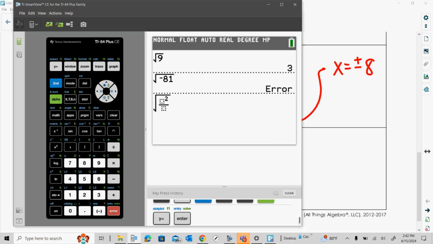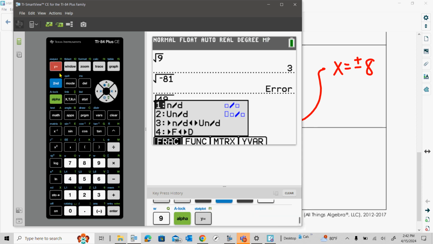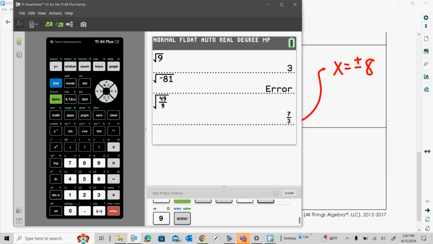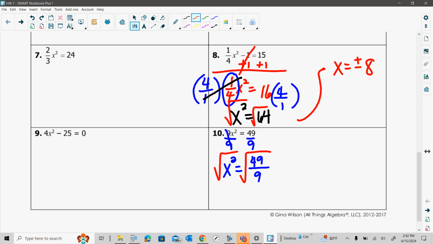So we have, let me clear that. Second, x squared, 49 over 9. Then we hit enter, and it comes out to the fraction 7/3. So this is x equals plus or minus 7/3.